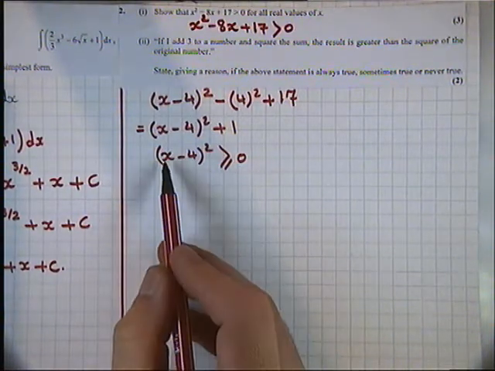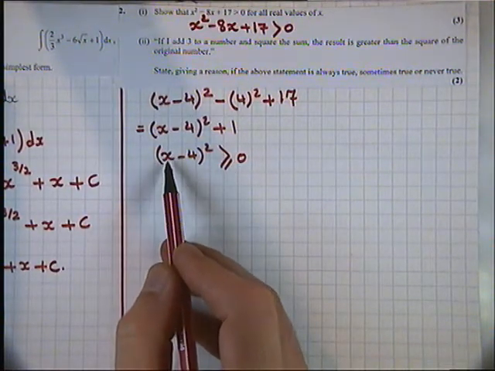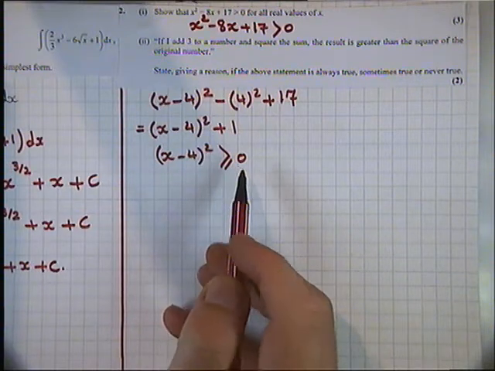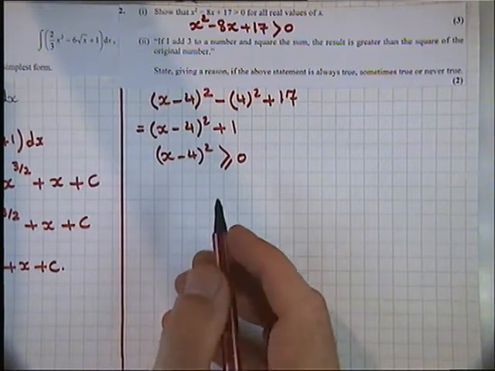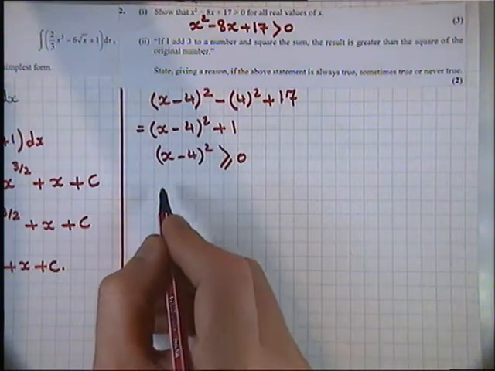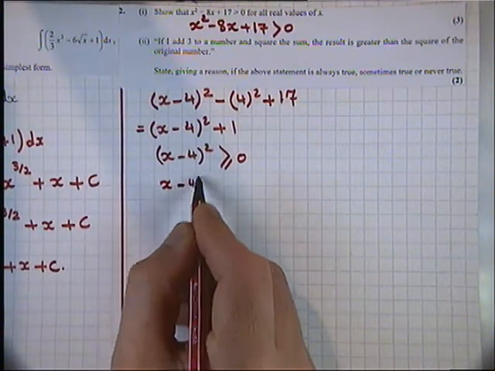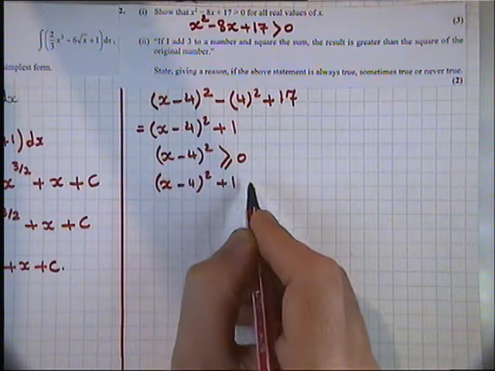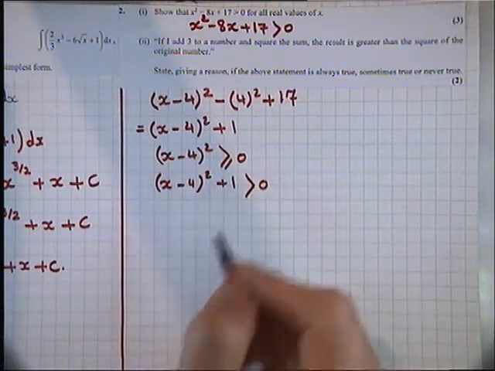Any other number for x would make x minus 4 squared always positive, greater than 0. So when you add 1, x minus 4 all squared add 1 is obviously greater than 0.